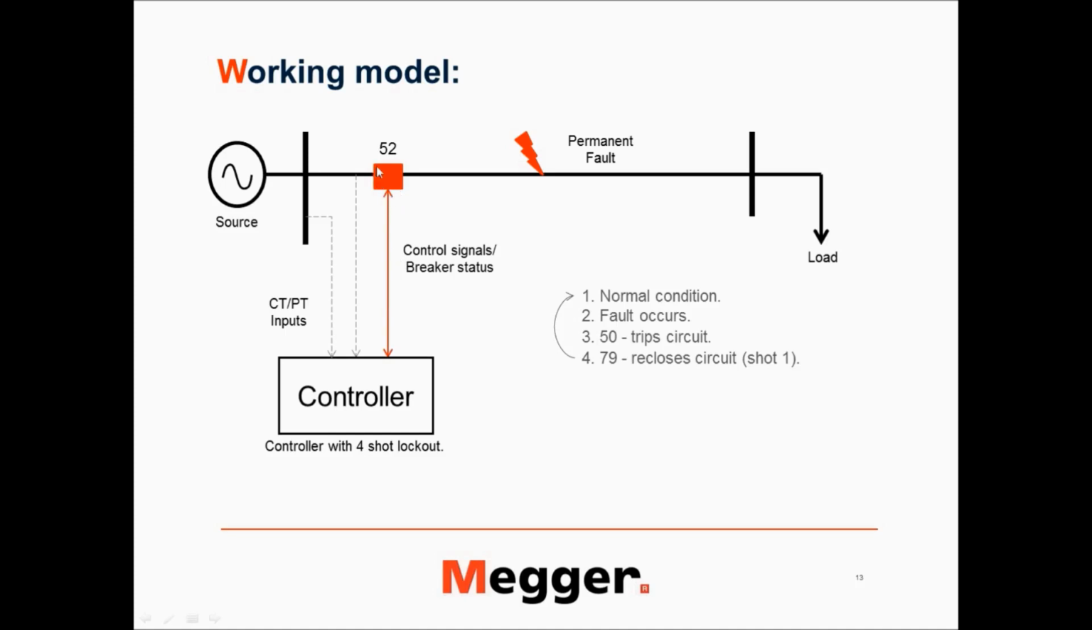So the switch is closed. The source is again supplying, in this case, the load and the fault, because we have assumed our fault is a permanent fault type. So right now my source is again supplying the permanent fault and the load. So again, naturally, the current is high and the voltage is low. So this is again monitored by the CT and PT inputs into the controller. So the controller sees a high amplitude of current.